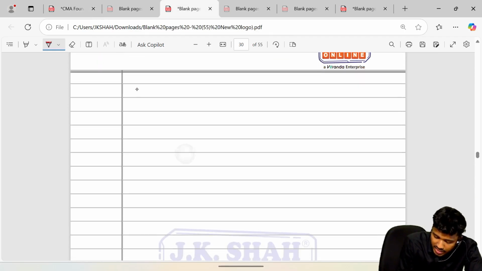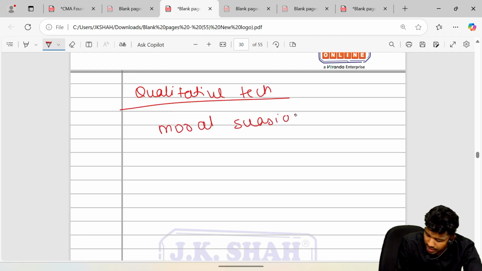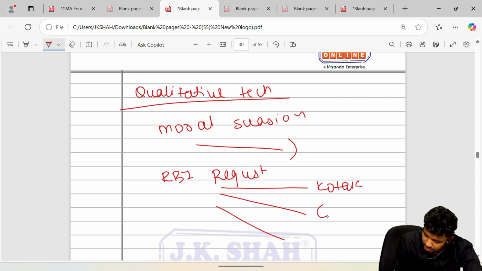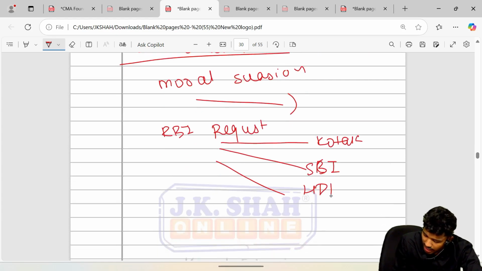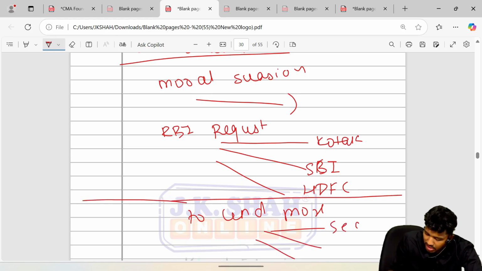In qualitative technique, there is something called moral suasion, in which the RBI requests certain commercial banks to lend more in certain sectors because those sectors are not performing well, and in order to make them perform well we require finances.